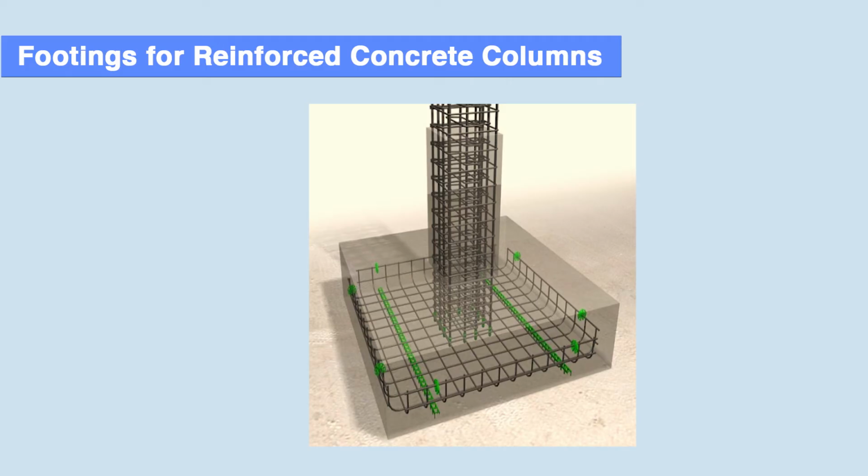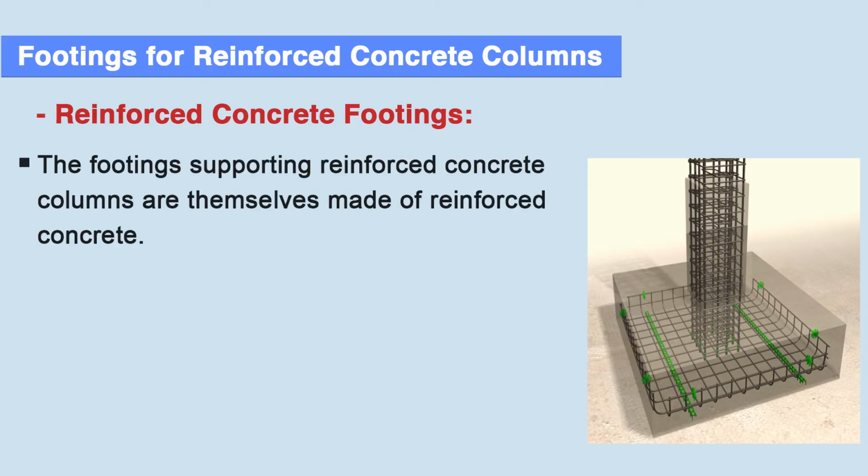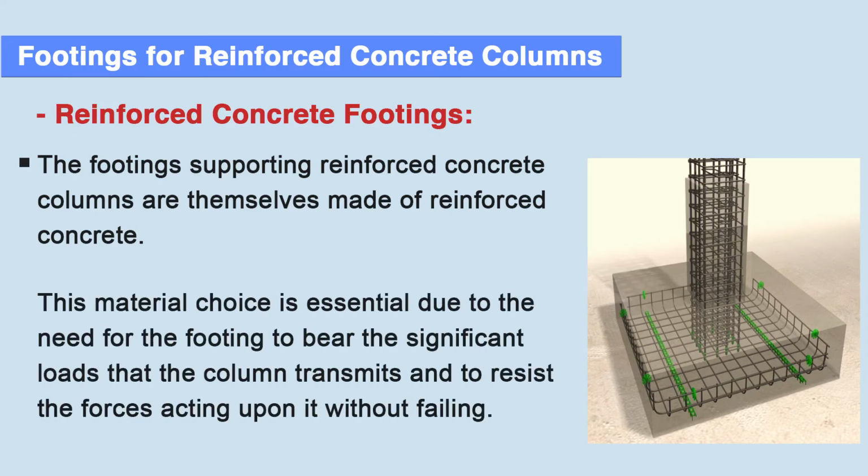Reinforced concrete columns require robust and specifically designed footings to adequately support the loads transferred from the superstructure. These footings are a crucial component in ensuring the overall stability and safety of the structure. Its key features include: first is reinforced concrete footings. The footings supporting reinforced concrete columns are themselves made of reinforced concrete. This material choice is essential due to the need for the footing to bear the significant loads that the column transmits and to resist the forces acting upon it without failing.